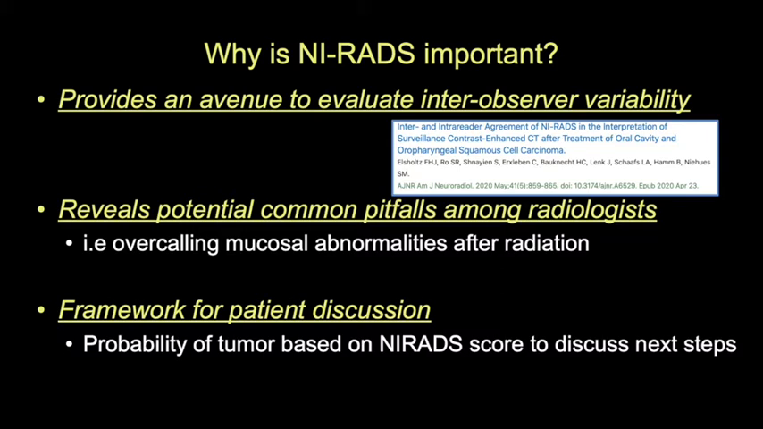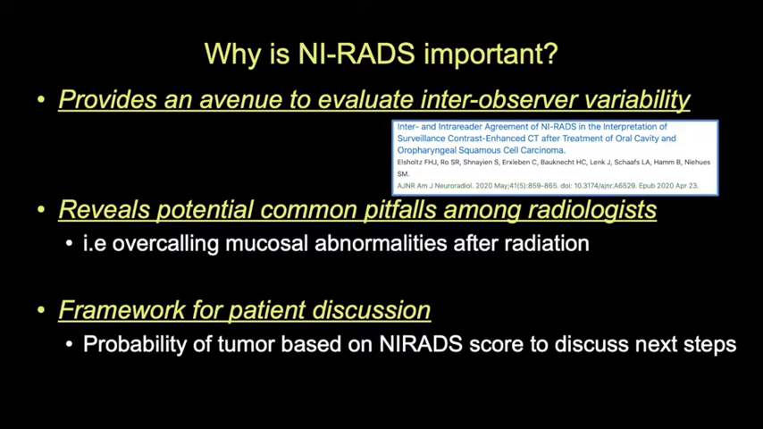NI-RADS provides an avenue to evaluate inter-observer variability. As we've already discussed, when you're using prose, it's really hard to look at this. It's really hard to make a change. There's a recent publication in H&N looking at this, and there's a pending publication from our NI-RADS committee looking at inter-observer agreement across 8 different institutions at multiple levels of experience.